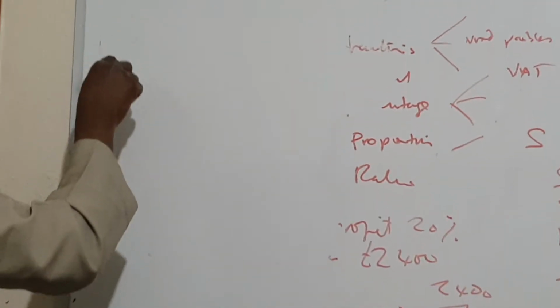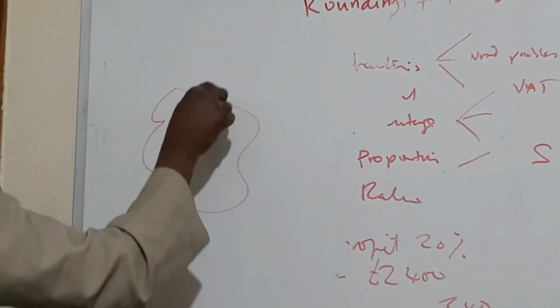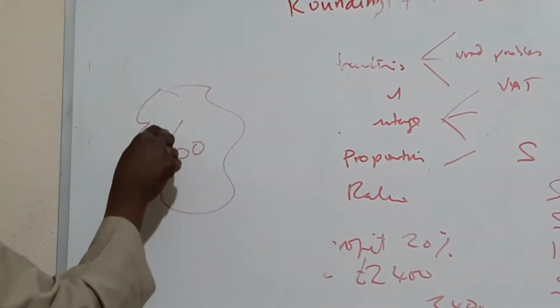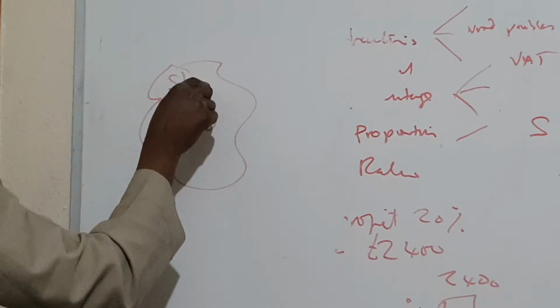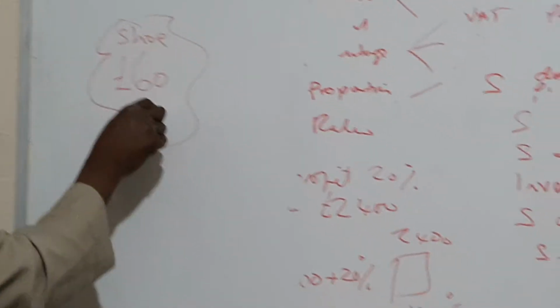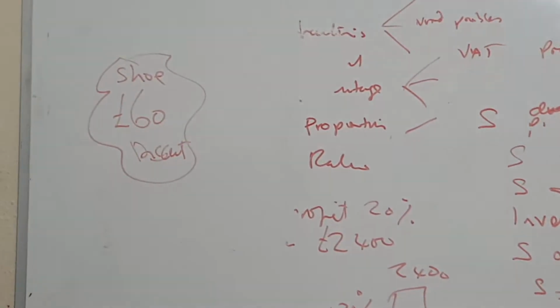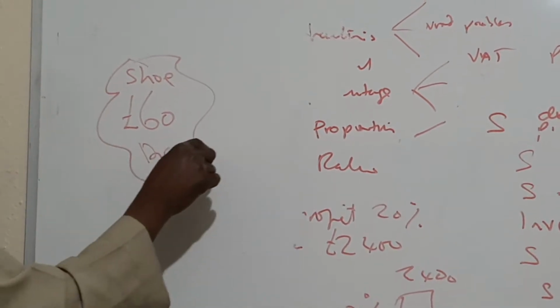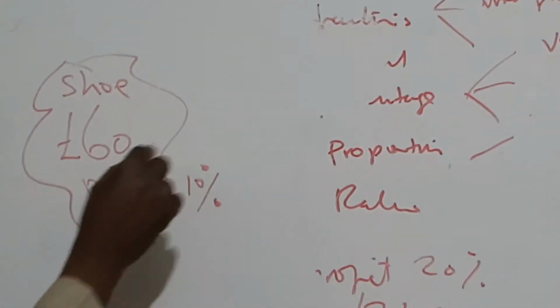Let's say you went to a shop. You see a display, 60 pounds. Shoes. The shoe is 60 pounds, discount, isn't it? So a discount of 10%. What was the original price?